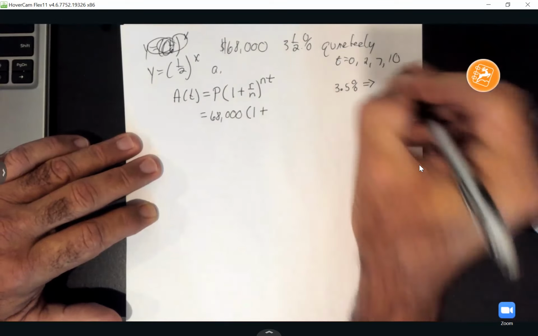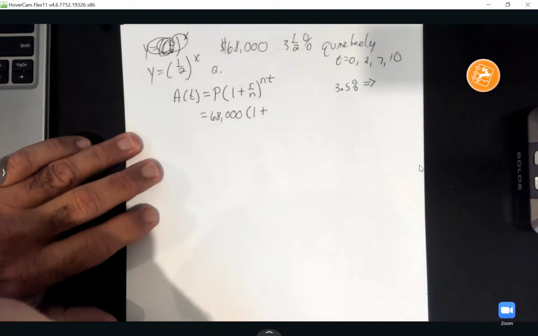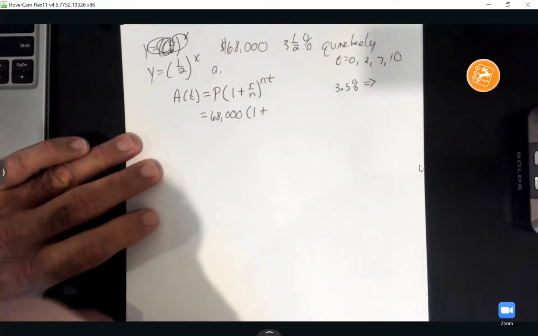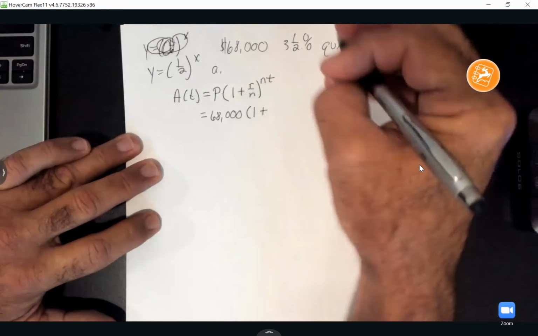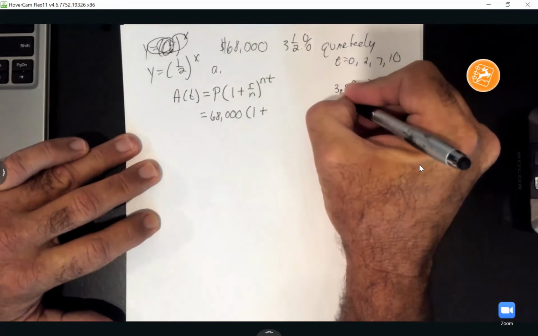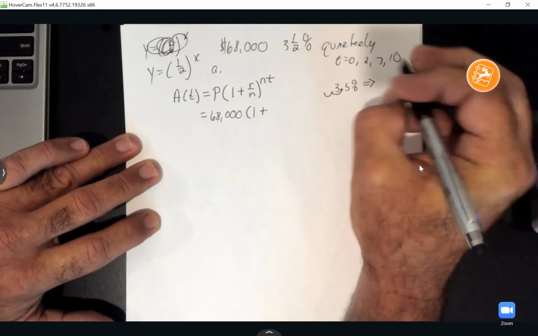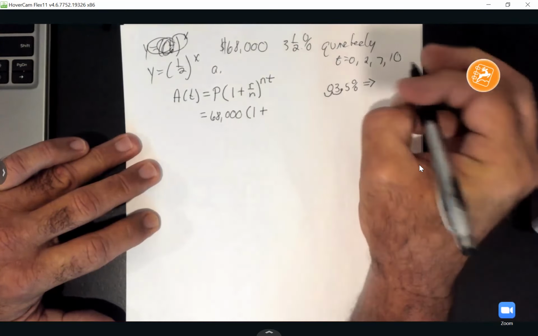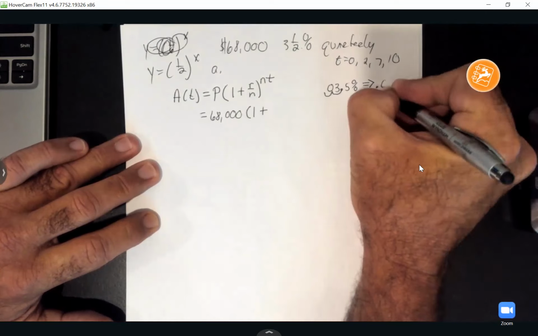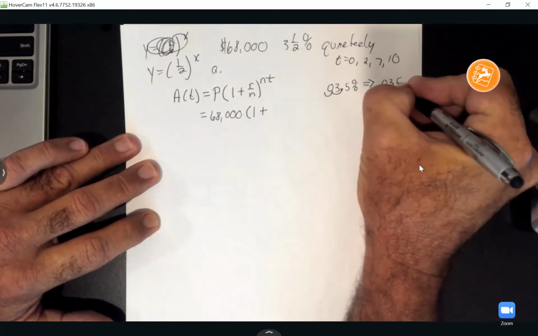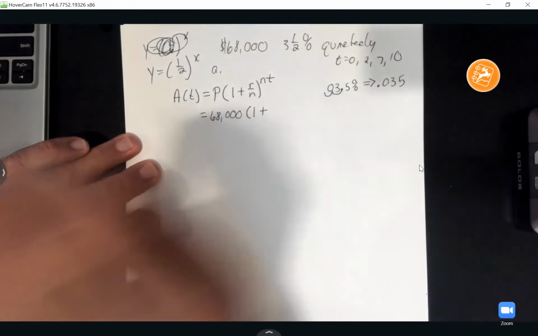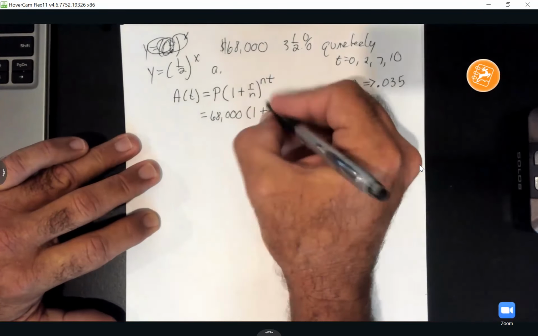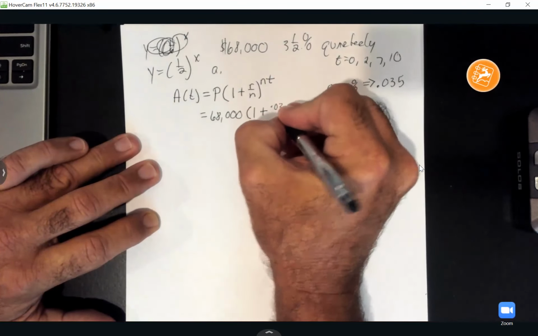3.5%. But we've got to turn that 3.5% into a decimal. So we're going to move this decimal left twice. And y'all, that means I've got to add a 0. So I'm going to get 0.035. So I'm going to put that in for the R, 0.035.